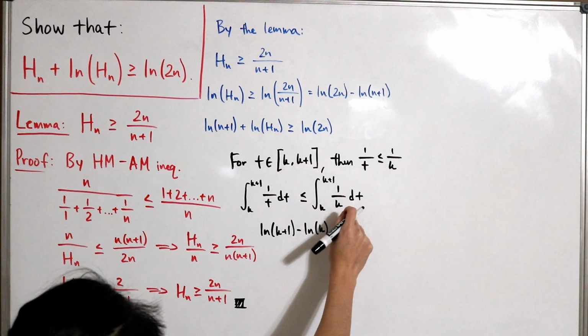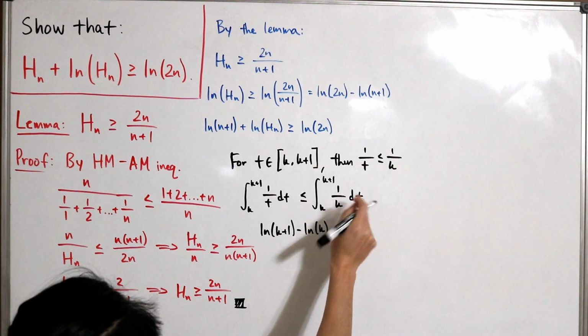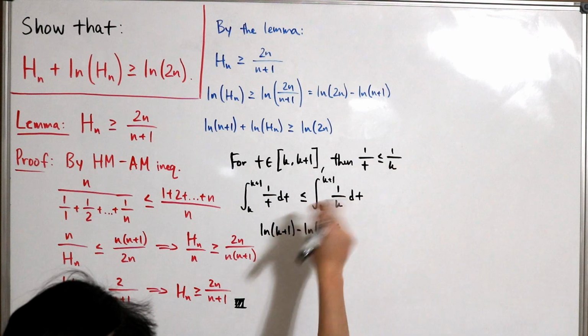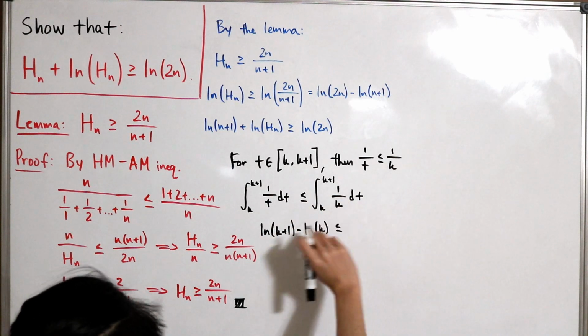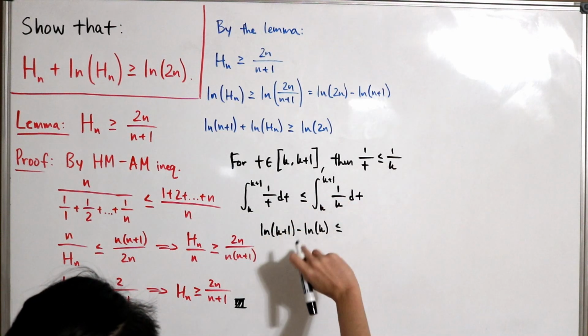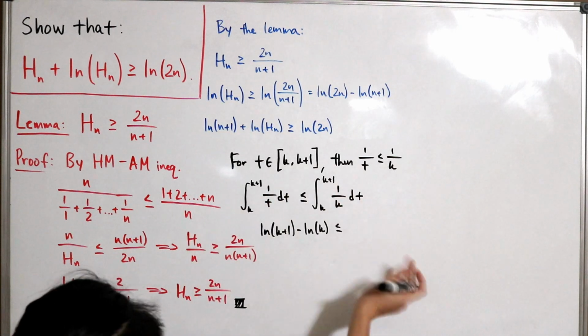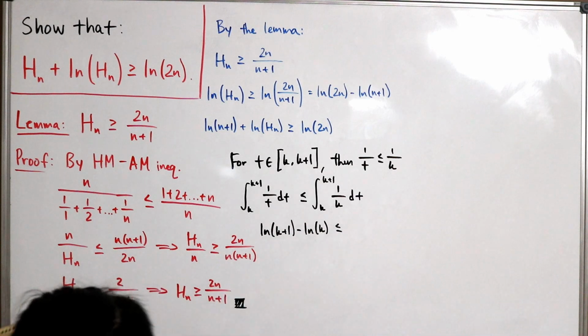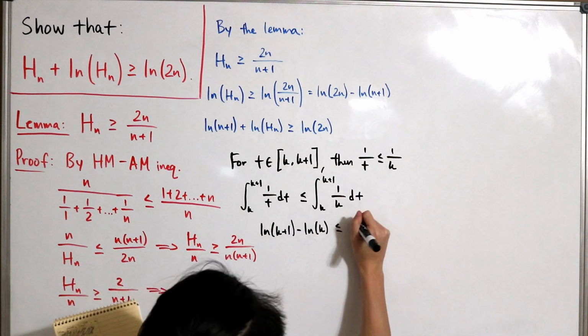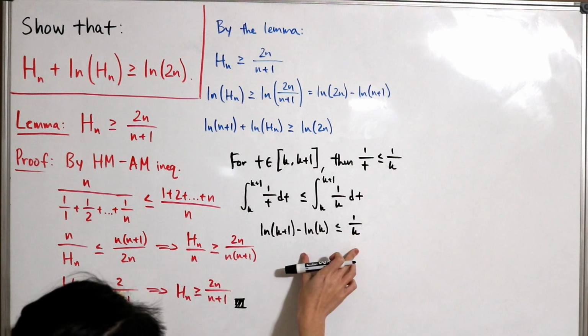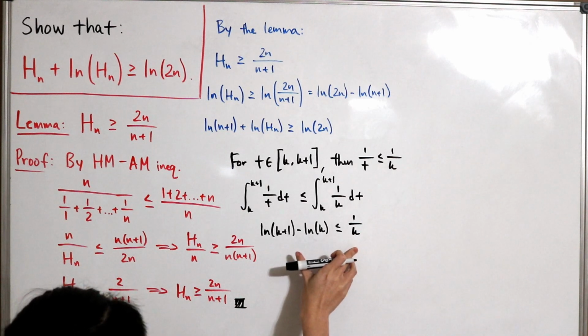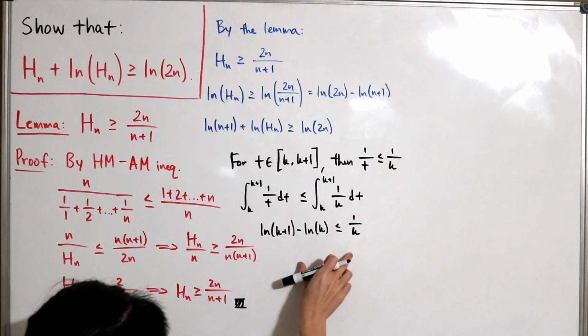Now 1 over k is just a constant, not dependent on t. So its antiderivative is just t divided by k. Plugging in the bounds, you have k plus 1 over k subtract k divided by k. Combining the denominators, the k's cancel, so you're left with just 1 over k. Why don't we take the nth partial sum of both sides?